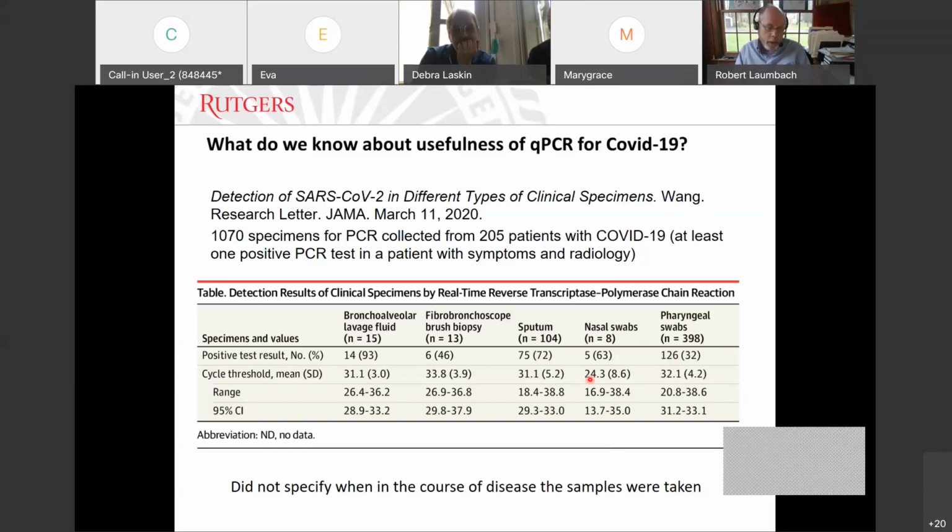And so the proportion of true positive samples for all people who have the disease who are tested is the sensitivity. So in this case, that's 126 out of 398 people, or only 32% sensitivity for the pharyngeal swabs. Perhaps a little bit better, but smaller numbers for the sputum and the nasal swabs. So this, to me, was certainly eye-opening.